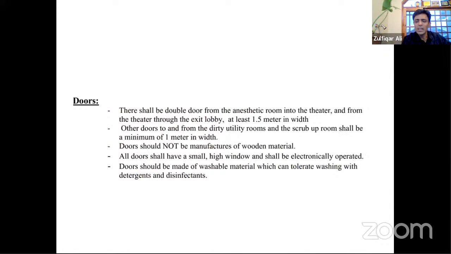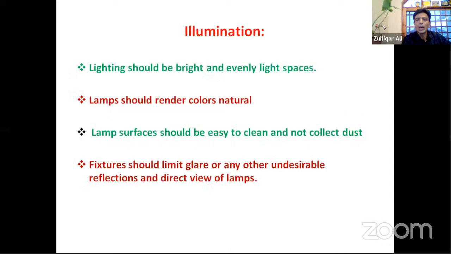Once we design the doors of the operating room, we should remember that they should never be made of wooden material. They should be made of material which is easily washable on a daily basis. And ideally, we should have the double door OT rather than a single door OT.